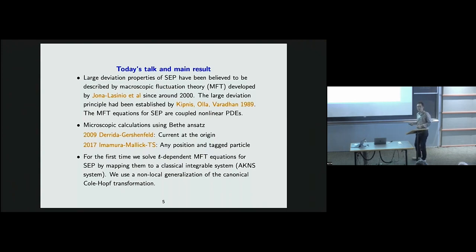But today I want to report on our recent result that now we have found a way to solve these MFT equations by mapping them to classical integrable systems, right? And in our case, it has turned out to be the so-called rather generic case of the AKNS system. To achieve that, we found a non-local generalization of the canonical Cole-Hopf transformation. Yes, I have to mention that for the stationary situation where the t derivative goes away, there had been some exact solutions already for MFT equations, but for the t-dependent case, this has been considered to be difficult, and this is what we could achieve recently.